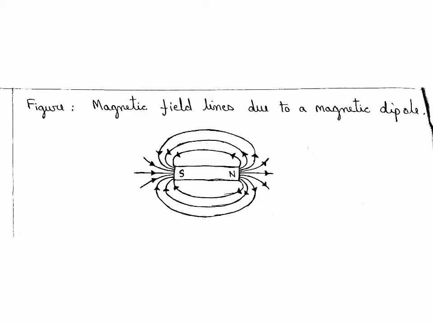And this is the figure of the magnetic field lines due to a magnetic dipole. As you can see, outside the magnet the field is directed from north to south, and inside the magnet it is from south to north, and they always form closed loops because an isolated north pole or an isolated south pole does not exist, unlike the positive charge and the negative charge.